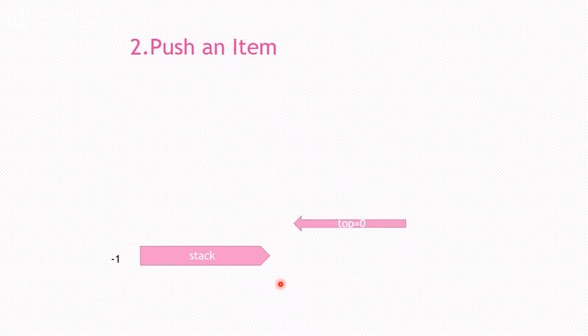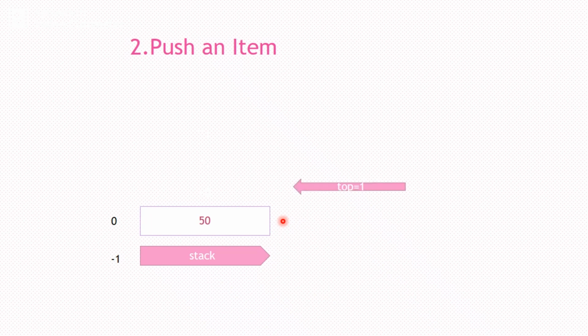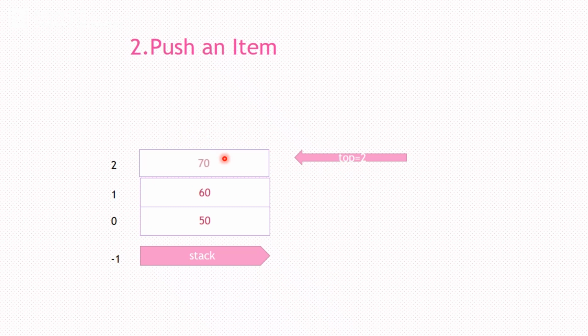So first, when I try to insert, I increment the top, it becomes 0, and enter the first element at the 0th location. Next I will increment top again, it becomes 1, and then enter the second element. After that I will again increment the top location because I want to tell where exactly I want to add. I want to add at the location stack of top. Stack of top will become 70.